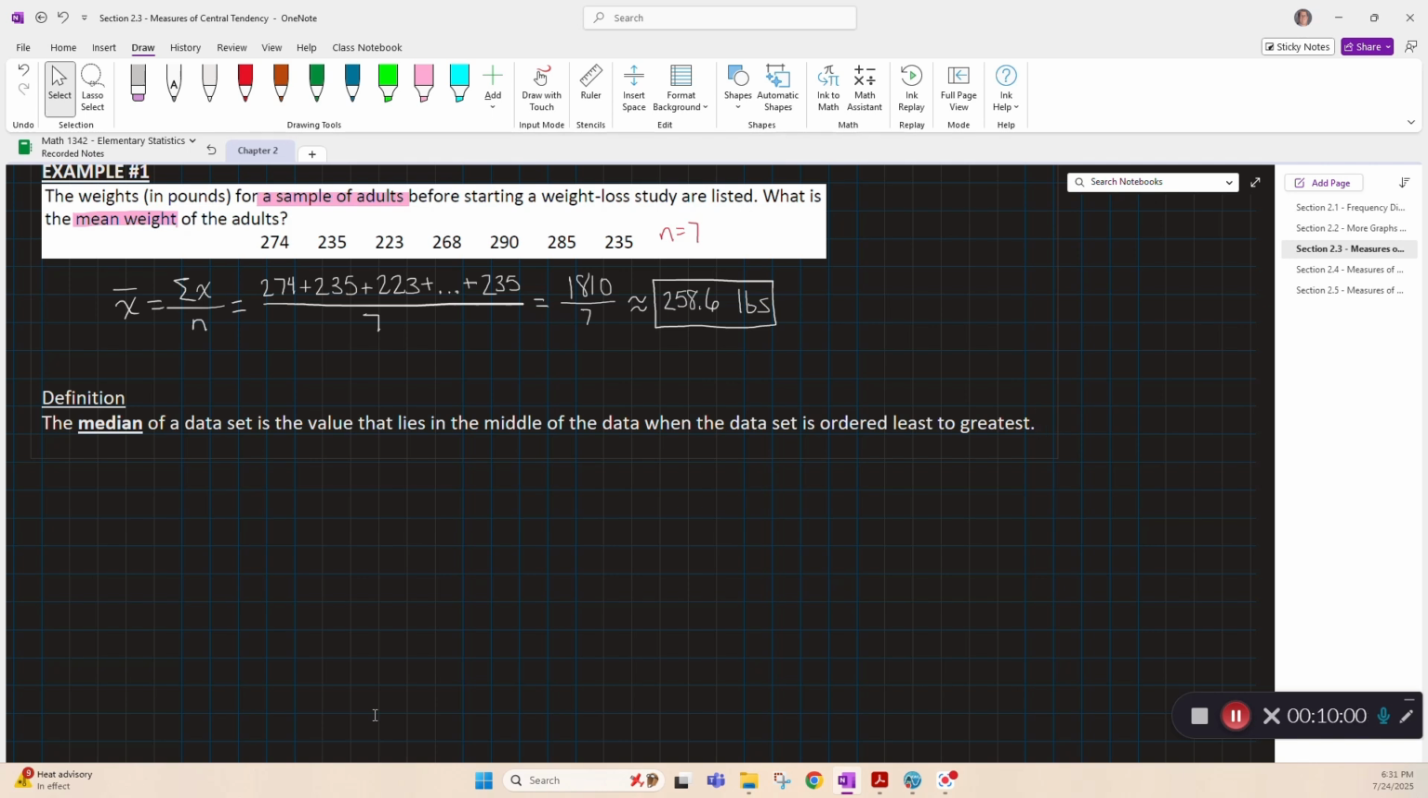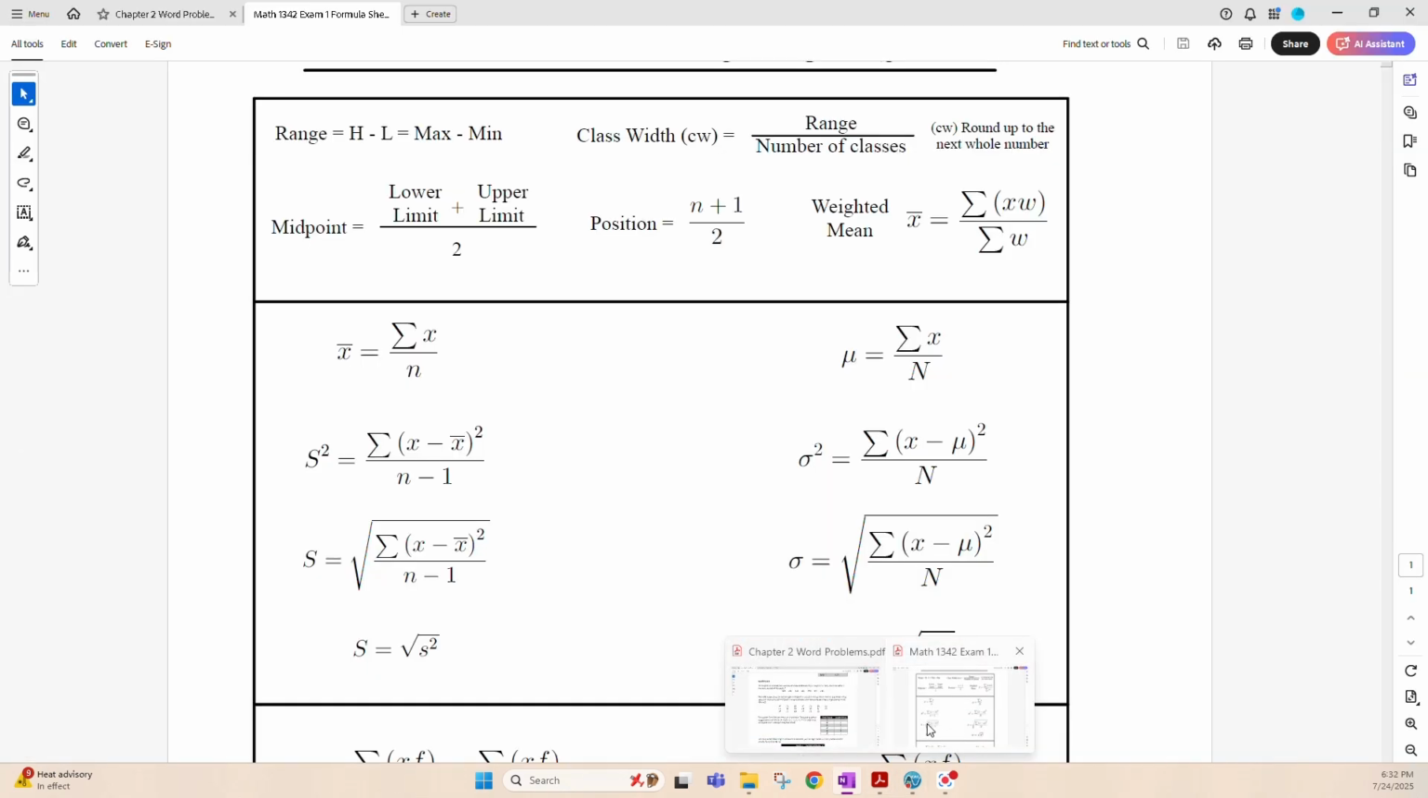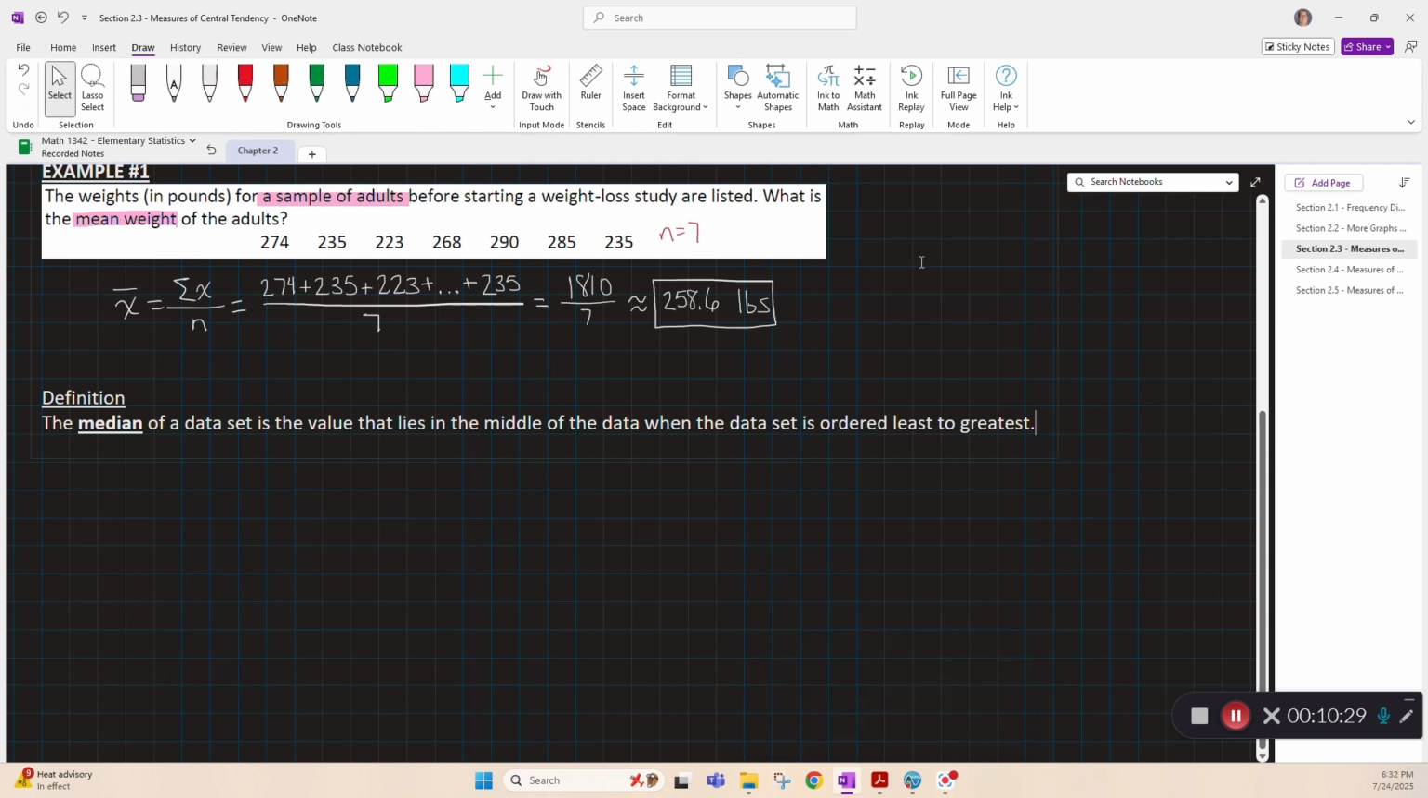Now, if the data set has an even number of entries, then the median is in the middle. That's honestly what this position is talking about, n plus 1 over 2. So on our formula sheet, that position formula is talking about how many entries there are. You add 1 to it and divide by 2, and that kind of gets you your middle entry. But I don't like using that formula. That's what it means, but I don't like using that formula. So I like to remember it this way.